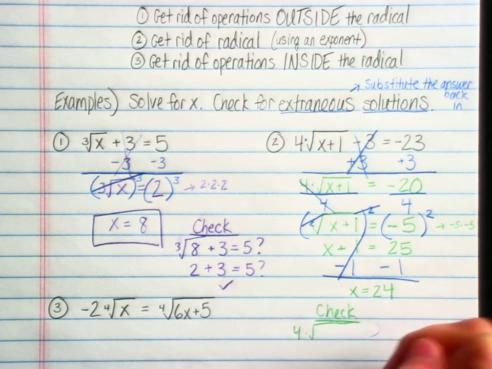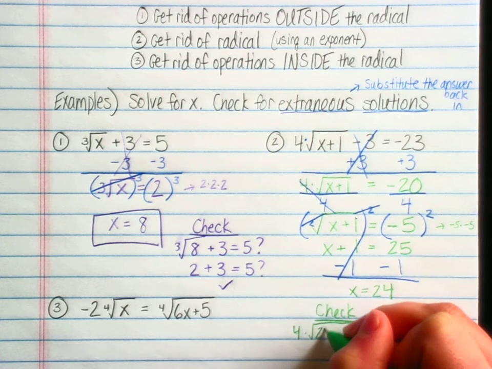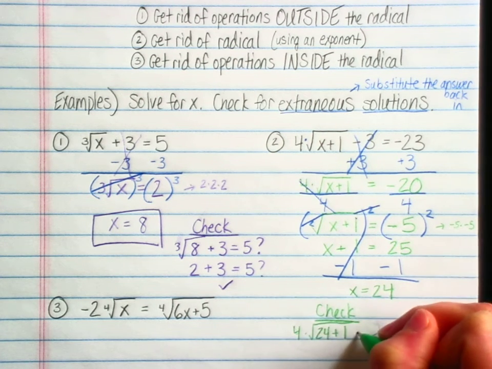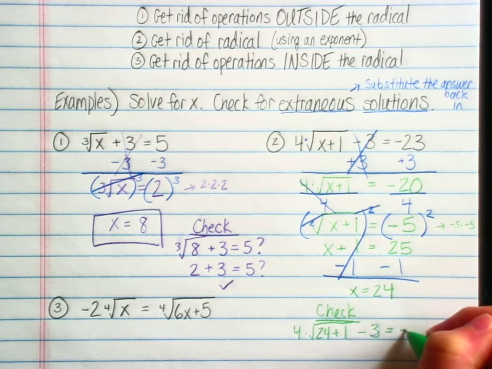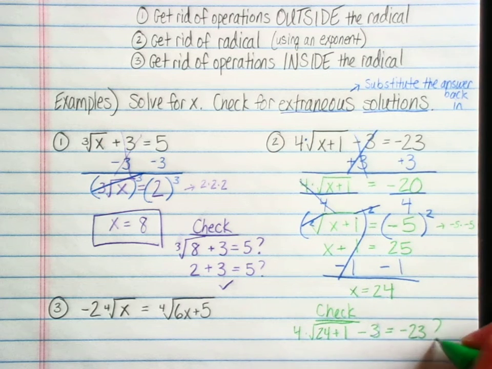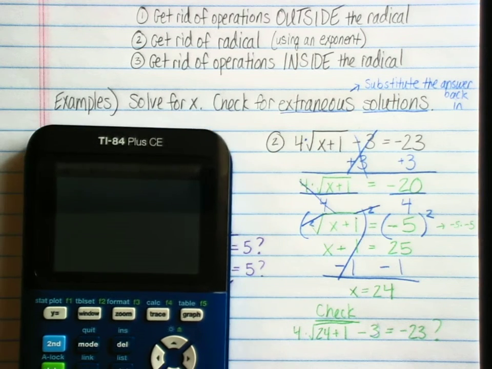times the square root, and then instead of x, I'm writing 24 plus 1 minus 3, and that equals, or negative 23, or at least that's what we're asking, right? Does it equal negative 23? This one gets a little more complicated, so I'm going to show you how to do it on our calculator.